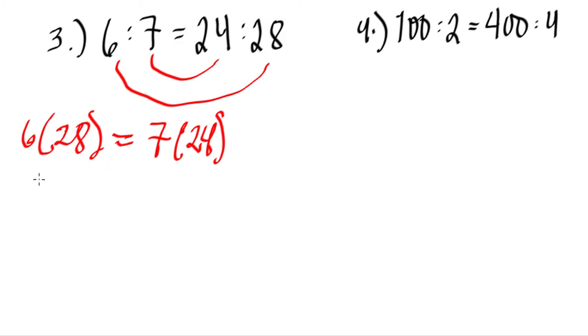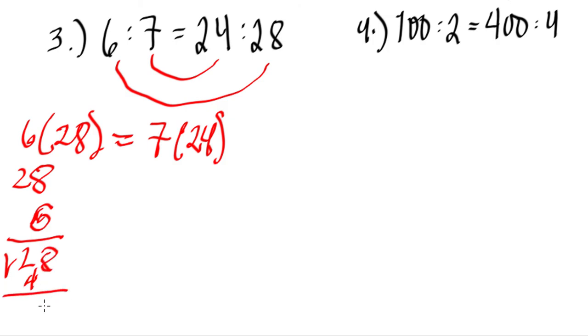So what is 28 times 6? 2 times 6 is 12. 6 times 8 is going to give us what? 8 times 5 is 40. 8 times 6 is 48.